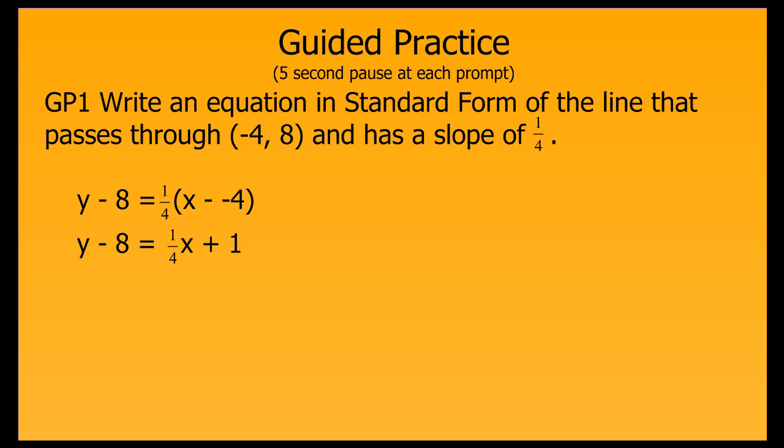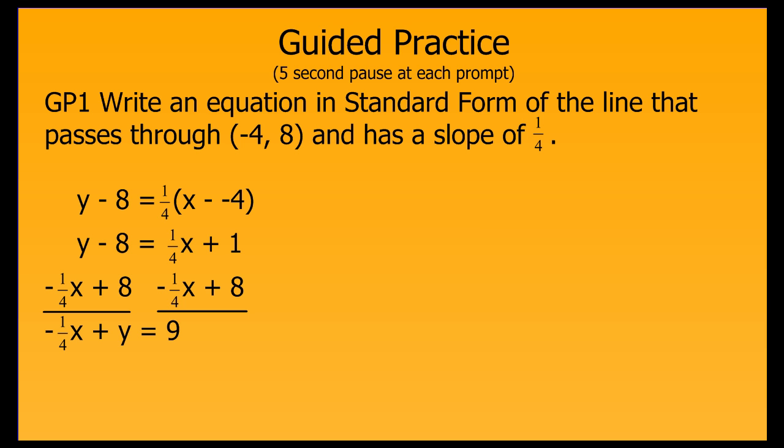So what do we do next? We need to get all our x's to the left side of the equation and all our constants to the right. So we're going to subtract 1/4 x from both sides and then also add 8 to both sides. Now what? Now we simplify. Is our equation in standard form? Yes, it is in the form ax plus by equals c, where a, b, and c are all real numbers and a and b are not both 0.